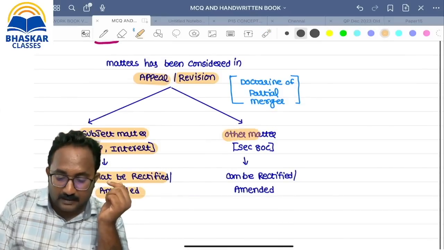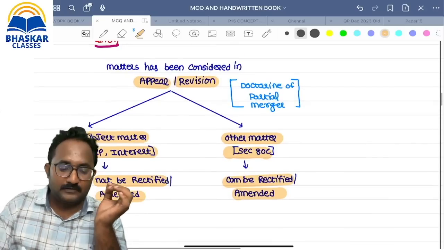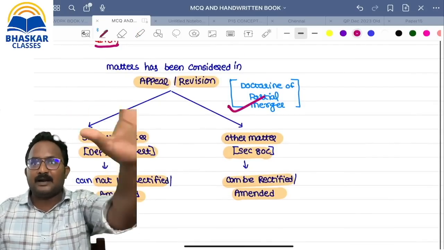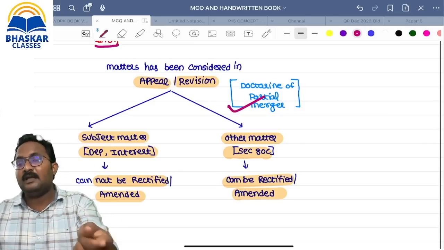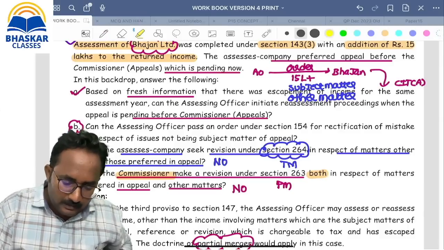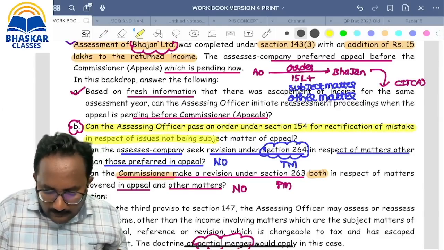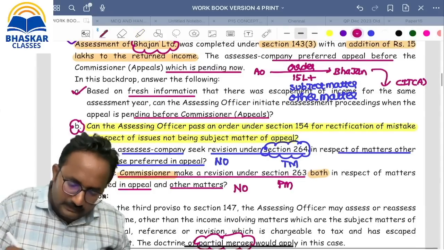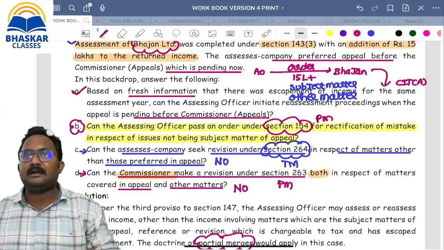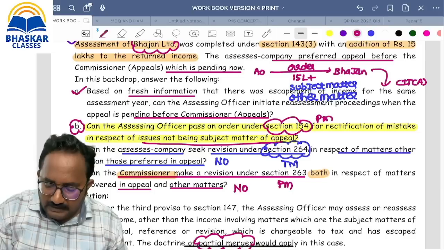What are the other matters here? ADC. That matter can be rectified, amended, using section 154. That's why this is also called the doctrine of partial merger. That means the subject matter of appeal and subject matter of revision you can't rectify, sir. Other matters you can rectify. Now come back to this question. Can the assessing officer pass a 154 rectification of mistake in respect of issues not being a subject matter of appeal? Yes. Then 154 means which measure? Partial measure. Partial measure means the subject matter we can't rectify, other matters we can rectify. They are also asking whether other matters can be rectified. Yes.